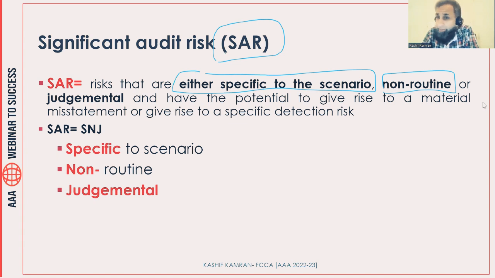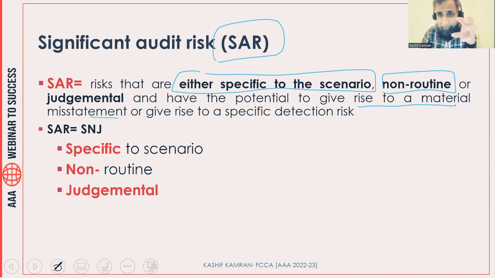Or judgmental, something which is judgmental. So many times in question number 1, you see estimates, judgments, fair value, provisions, doubtful debts, estimates of the management, judgments. So a significant audit risk is the one which is specific to the scenario, number 1. It is non-routine, number 2. It is judgmental, number 3, and has the potential to give rise to a material misstatement.